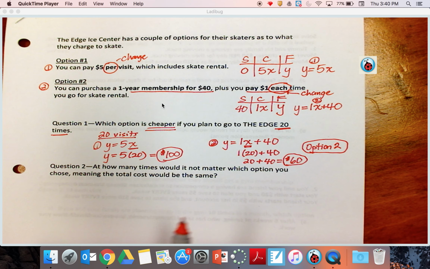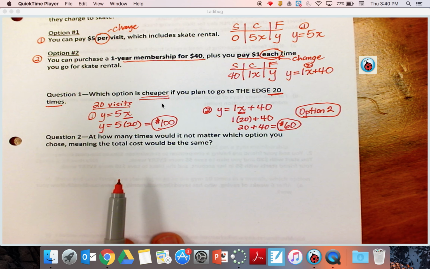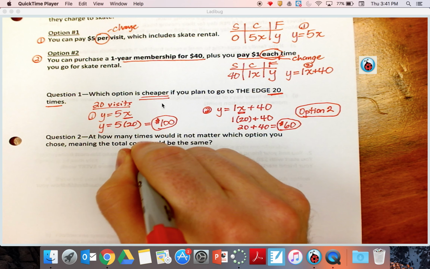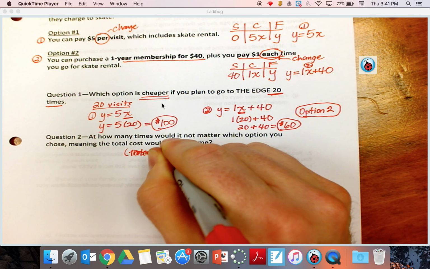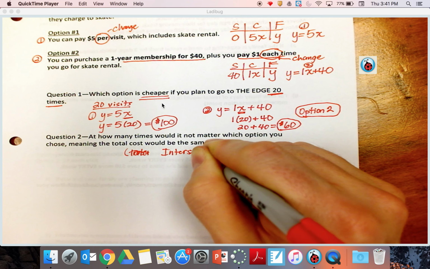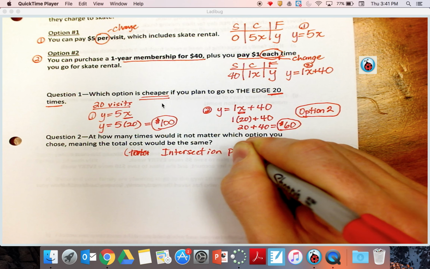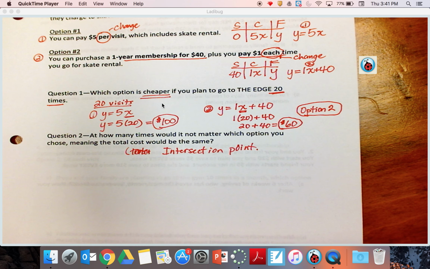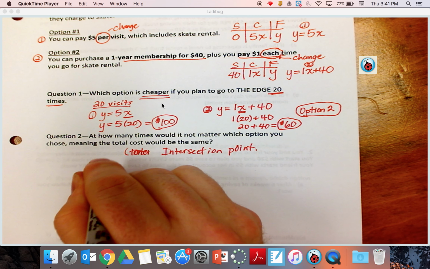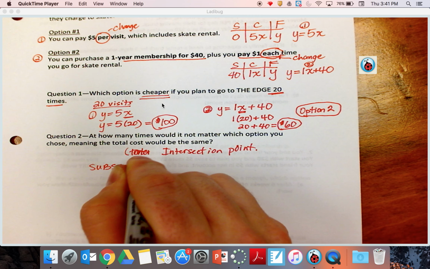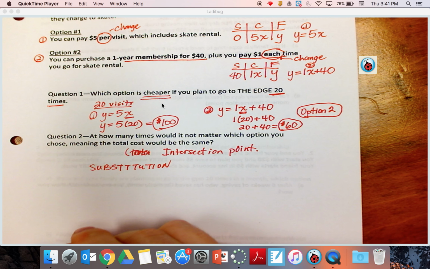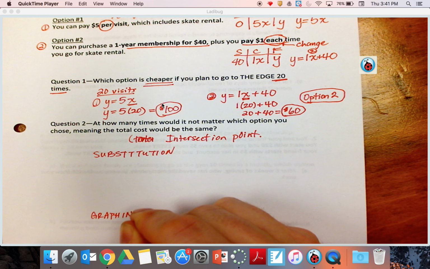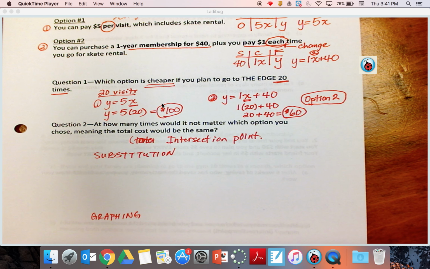Now my second question here is, I want to know when will they be the same. This means I want to know where the intersection point is between my two equations. I can do that either through substitution or through graphing on my calculator. Either one of those will work. I'm going to do both of them so you can see.